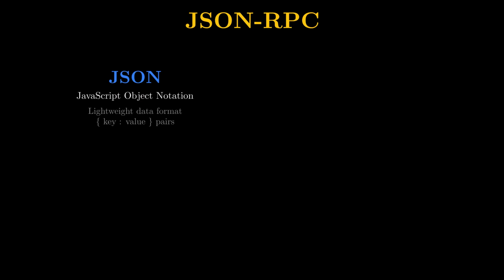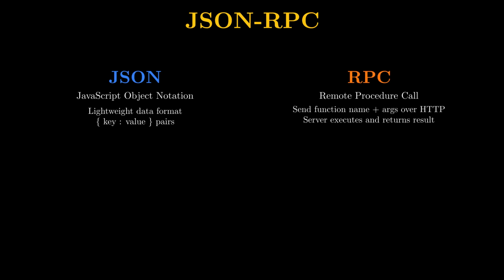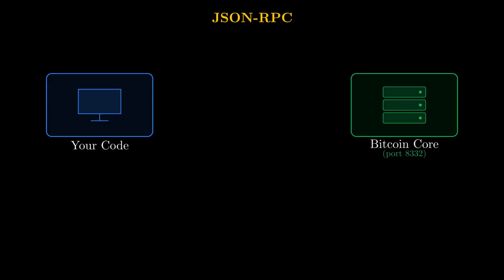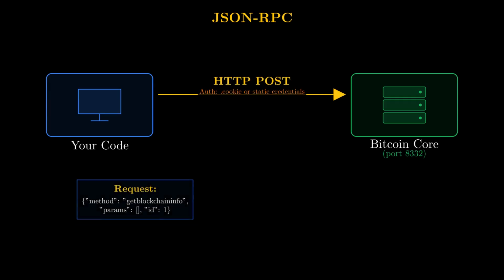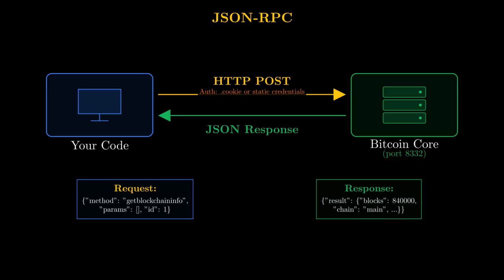JSON-RPC has two halves. JSON, JavaScript Object Notation, is a lightweight data format. Curly braces, key value pairs. RPC stands for remote procedure call. You send a function name and arguments over HTTP. The server executes it and returns a result. Combined, your code sends a JSON formatted function call via HTTP POST to Bitcoin Core and gets a JSON formatted answer back. Here's the key insight.